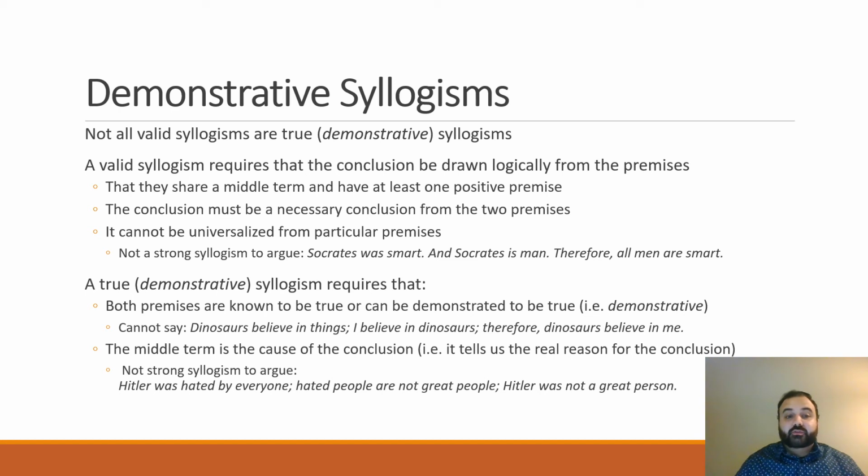That means an example of a weak syllogism would be to say something like, Socrates was smart, and Socrates is a man, therefore all men are smart. In this case, you're using Socrates as the middle term, and while it's true to say that Socrates is smart and Socrates is a man, because you're trying to argue from a particular premise to a larger premise, and this is a syllogism, it's not true that all men are smart.